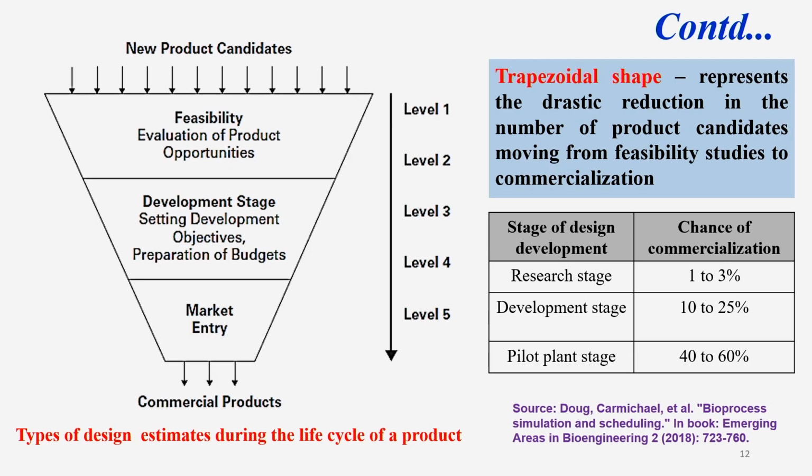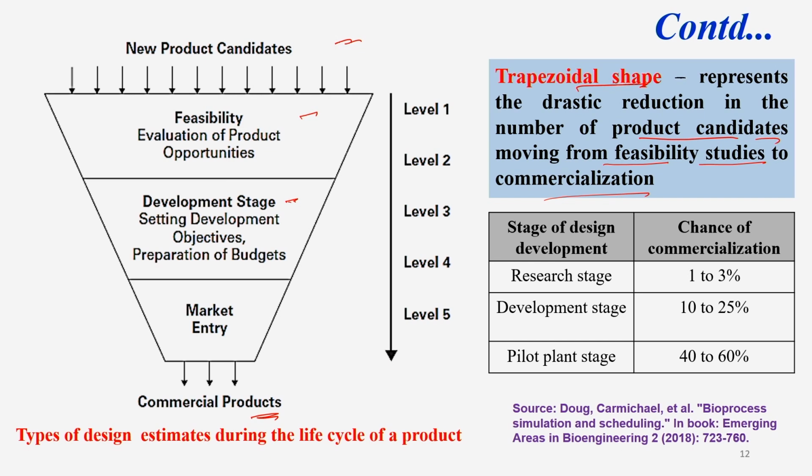So, it starts with a new product candidate, for example, then you go for its feasibility analysis, evaluation of product opportunity. Then the next step is the development stage. There you are setting development objectives and preparation of budget. Then the next step is go to market entry, leading to the commercial product. If you just see, it is following a trapezoidal shape. It means there is a drastic reduction in the number of product candidates moving from feasibility study to the commercialization.